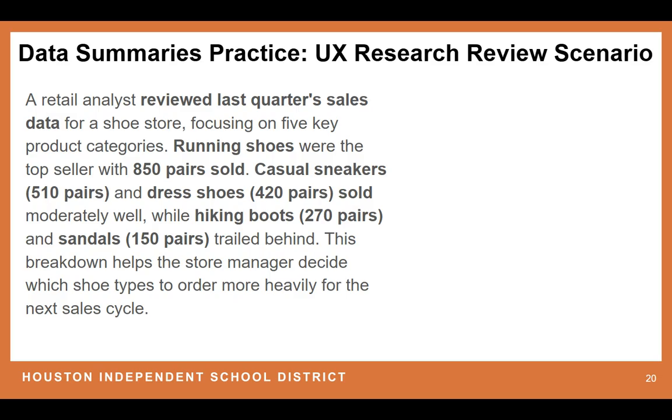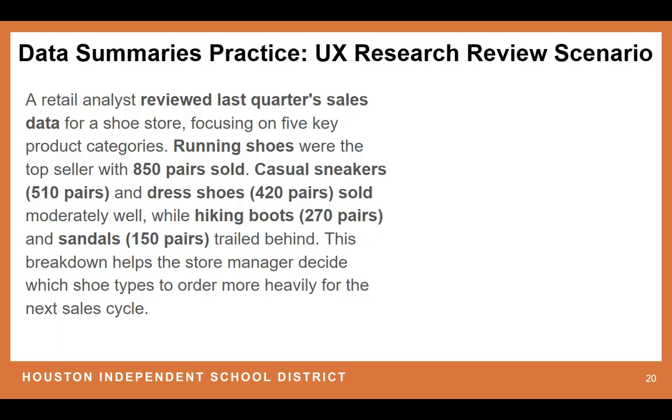Now here is our actual scenario. A retail analyst reviewed last quarter's sales data for a shoe store, focusing on 5 key product categories. Running shoes were the top seller with 850 pairs sold. Casual sneakers sold 510 pairs. Dress shoes, 420 pairs, while hiking boots sold 270 pairs and sandals sold 150 pairs total.